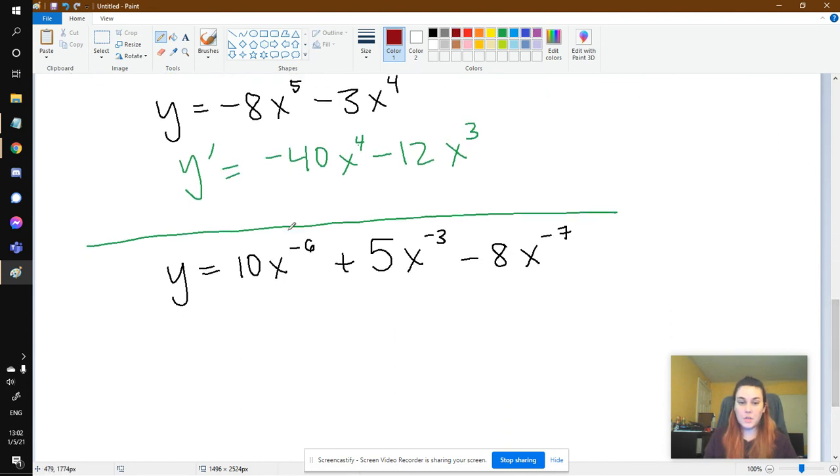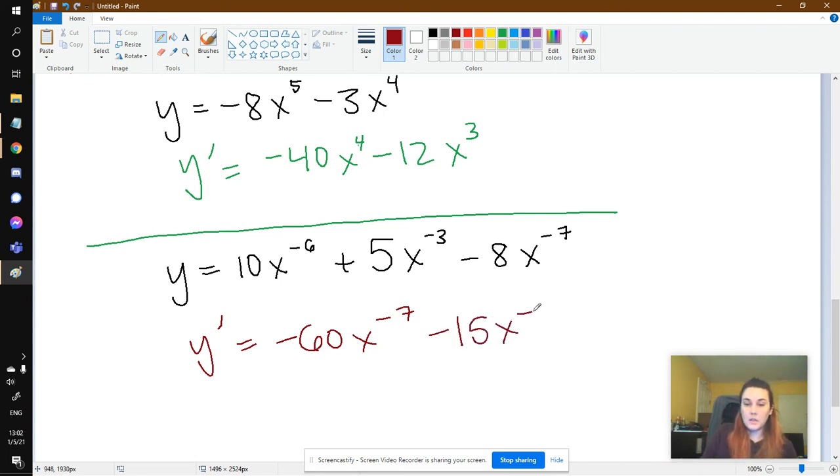And then you might say, well, Ms. Johnson, what if the top is negative? What if both of them are negative? The rule stands. These could be fractions, these could be decimals, these could be irrational numbers. The rule always stands. So we just get to follow that every time. We get to say this is negative 60x to the negative 7, because negative 6 minus 1 is negative 7. This is negative 15x to the negative 4. Again, when we knock it down by 1, we do negative 3 minus 1, which is negative 4. And then negative 8 times negative 7 is positive 56x to the negative 8, because negative 7 minus 1 is negative 8.